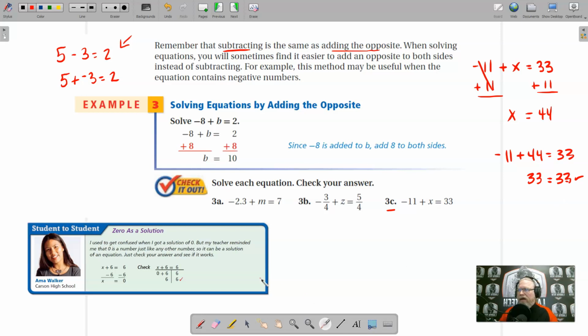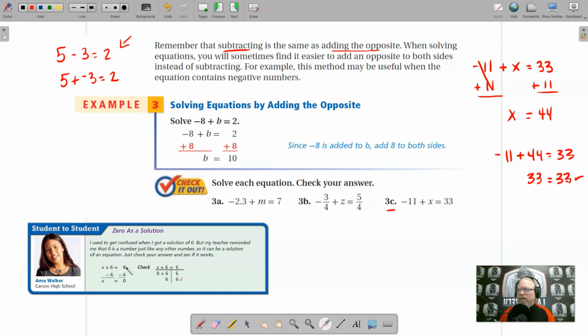Down here in the lower left, we have a student-to-student note about 0 as a solution, from Amma Walker from Carson High School. She says, I used to get confused when I got a solution of 0, but my teacher reminded me that 0 is a number, just like any other number. So it can be a solution of an equation. Just check your answer and see if it works. And then she gives an example here.